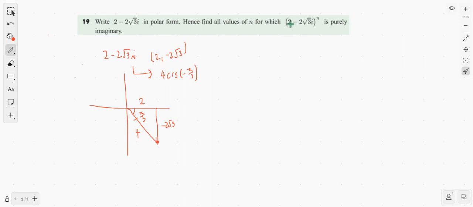Next, let's move on to the raising power step. Raising power with rectangular form is so inefficient, so we're going to replace that rectangular form with polar form. So (2 minus 2 square root of 3i) to the nth power becomes (4 cis minus pi over 3) to the nth power. When you expand this, you get 4 to the nth power cis minus n pi over 3. But we want to find the value of n which makes this expression purely imaginary.